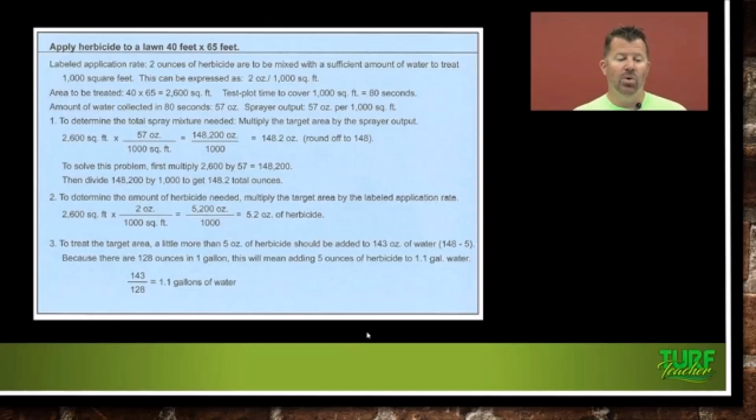To treat the target area, a little more than 5 ounces of herbicide should be added to 143 ounces. Why 143 ounces? Guys, because you have the 148 ounces, the total, and you have to subtract out your pesticide to figure out how much water you need. Because there are 128 ounces in 1 gallon, this means that there will be 5 ounces of herbicide added to 1.1 gallons of water, because 143 divided by 128 is 1.1.